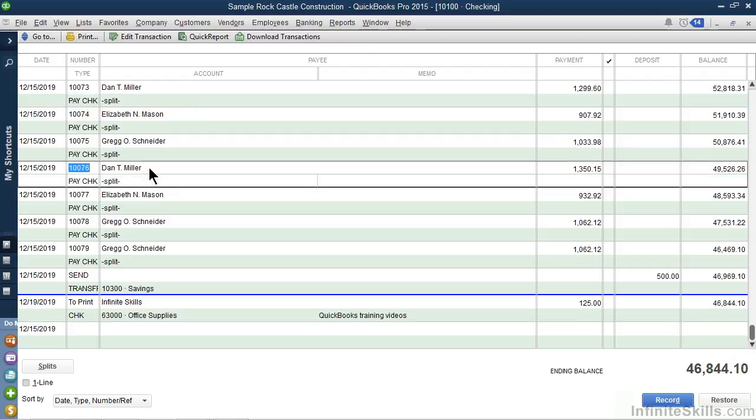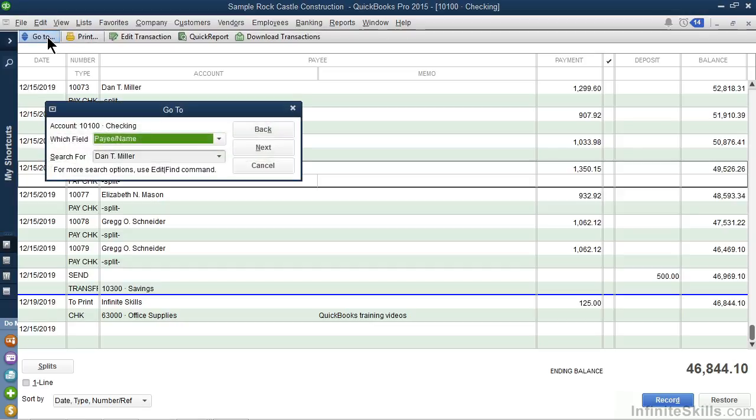If we're having trouble locating a particular transaction, from the top left side of the screen, we can click Go To and use any variety of criteria to search for specific transactions. If there's more than one, then we can use the back and next buttons to scroll through the register, either scrolling up or down through whatever transactions are found based on our criteria.